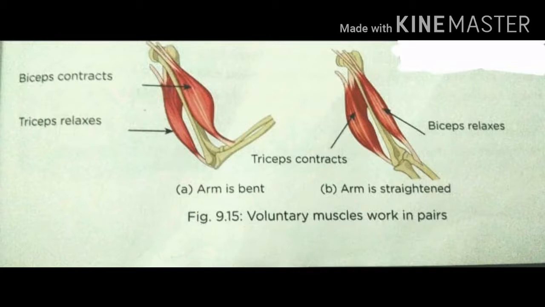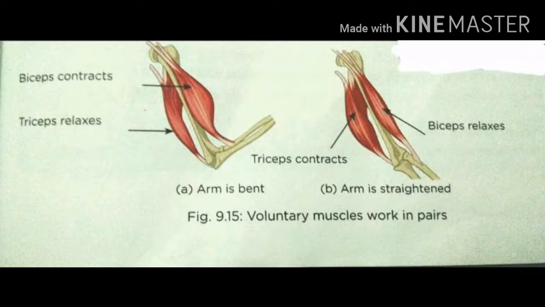Our body moves because of the action of the muscles. The muscles are made of muscle cells. The muscle cells are the cells that can contract, that means shorten.